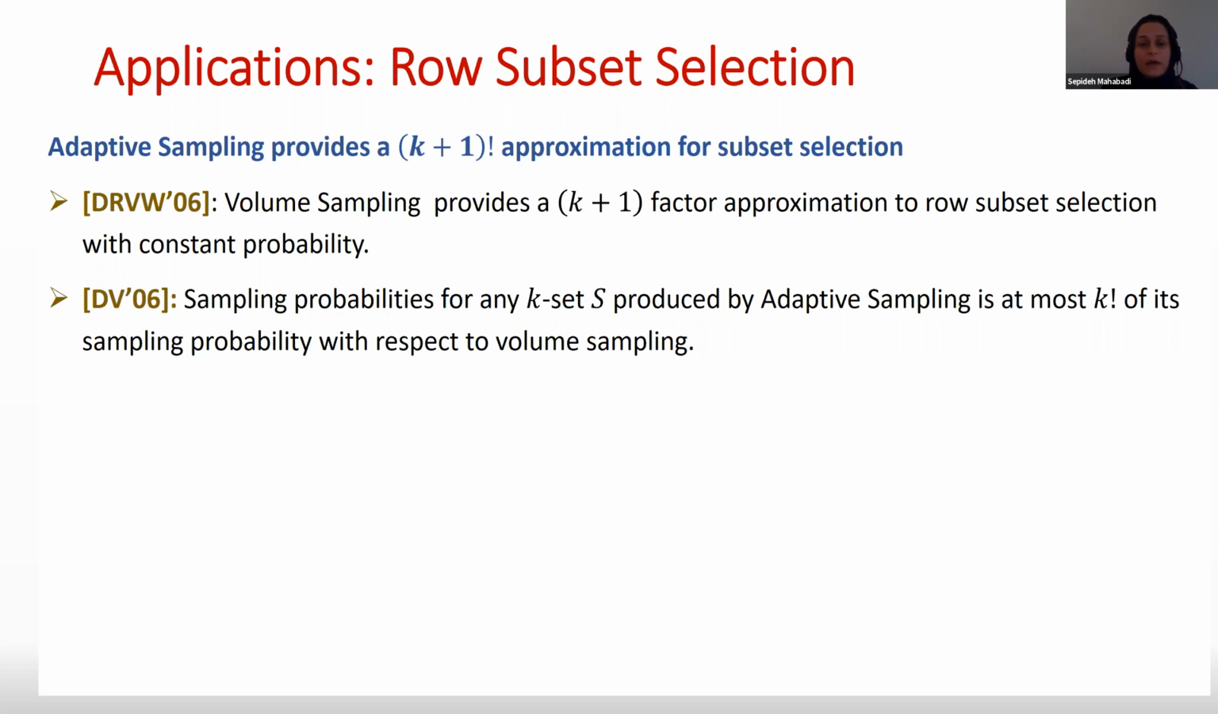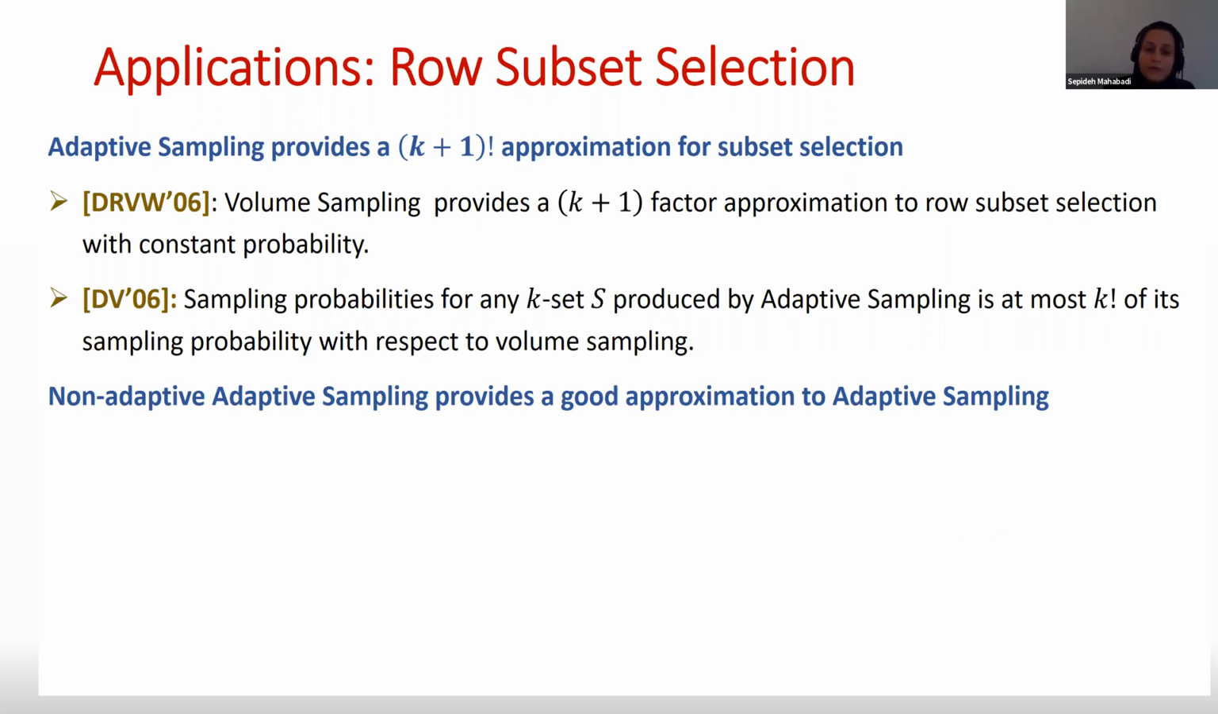Okay, so in fact, they show that volume sampling provides, so volume sampling is a process that samples every subset of size k with probability proportional to the volume of the parallelepiped spanned by the points. The results show that volume sampling provides a k+1 factor approximation for subset selection. There are also results showing that adaptive sampling gives a good approximation, basically k factorial approximation, for volume sampling. Therefore, these two results show that adaptive sampling itself gives a good approximation for subset selection.